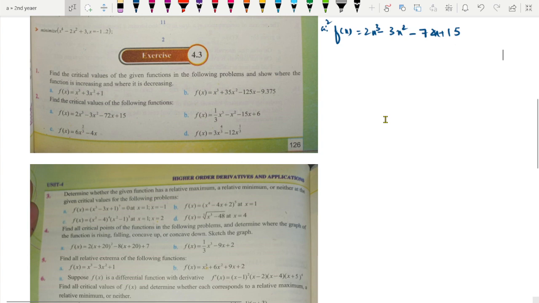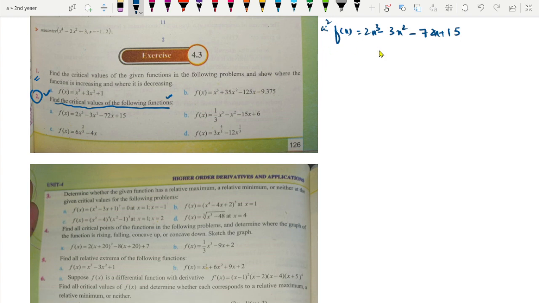We are discussing second year mathematics. In 4.3 we have discussed question number 1. Here we will discuss question number 2 of this exercise. In this question, find the critical values of the following functions. So we will find the critical values of the function.